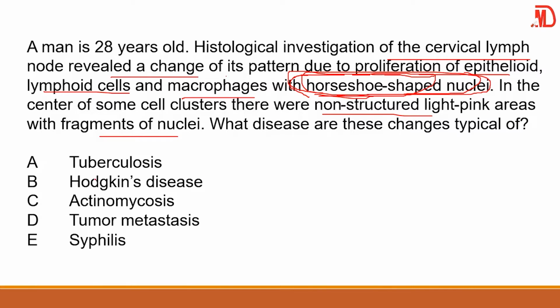Of course, for Hodgkin's, you are thinking of Reed-Sternberg cells. And for syphilis, you are thinking of gumma cells, if you can remember. So these are all things we talked about when dealing with granulomatous processes. All right, so over here, we're looking at A as our answer.